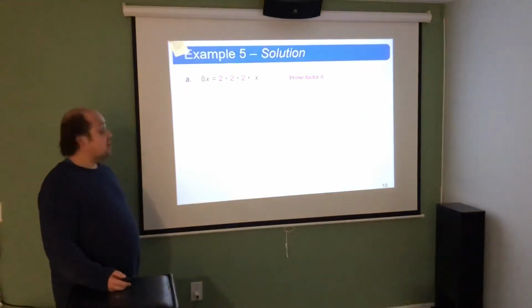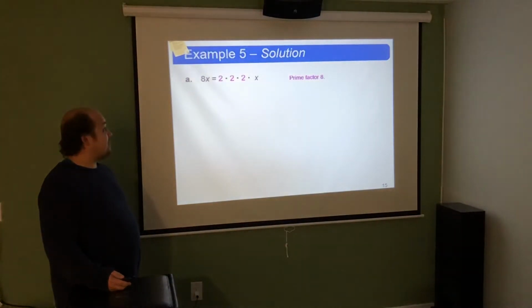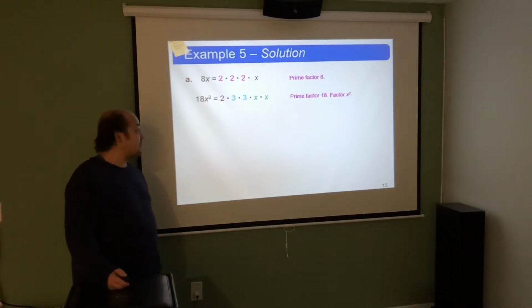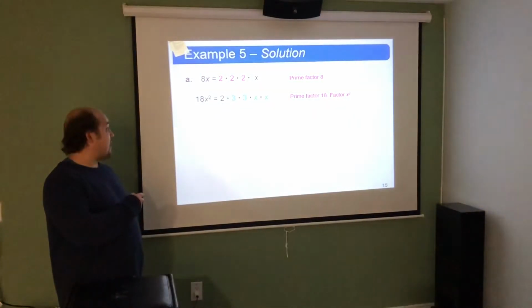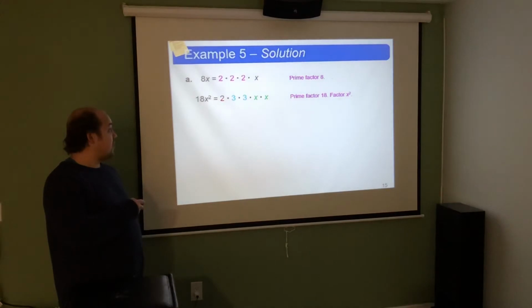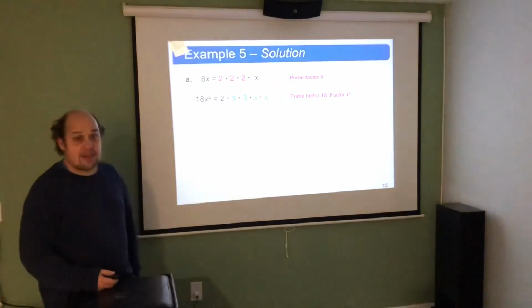So if we factor 8x, it becomes 2 times 2 times 2 times x. If we factor 18x squared, it becomes 2 times 3 times 3 times x. So what we can see is that they both already have this 2, they both already have this x. But we need this additional 2, this additional 2, this additional 3, this additional 3, and this additional x to make sure everything is covered.